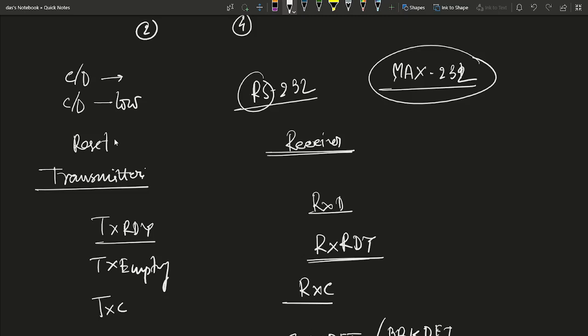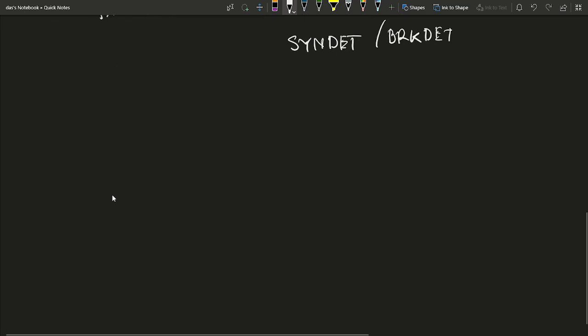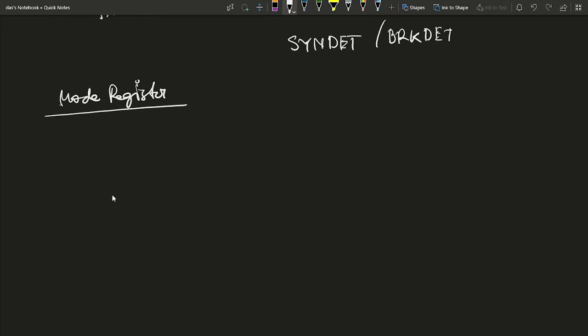Now we discuss the 8251 mode register. This is very important. All things should be remembered, because these are very important when we connect the 8251 with the 8051 and use programming. If you don't know this register concept, you cannot program properly. Now this register is 8-bit.